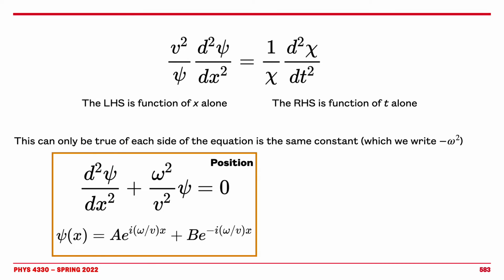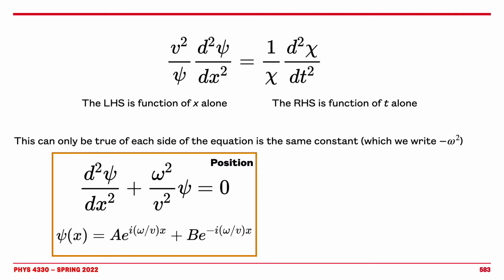I would like also to attract your attention that I moved from partial derivative to normal derivative simply because the function psi is actually only dependent on one variable x, and we are going to do the same for chi with respect to time. We know the solution for this type of equation, right? The second derivative of a function being proportional to the function itself. The only solutions are the complex exponentials, and we find this solution with the constants a and b. The constants a and b are going to be imposed by the boundary conditions, so conditions on the position.